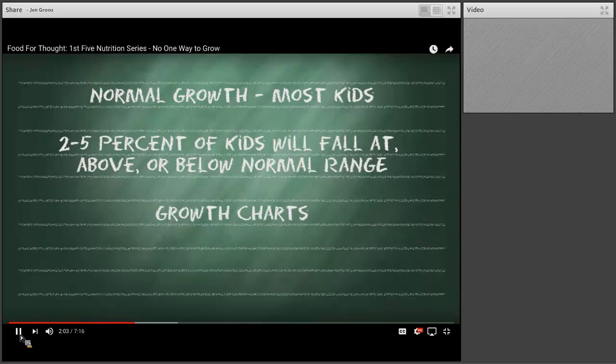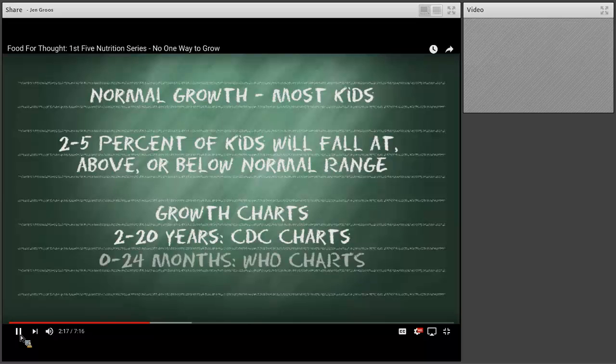There are many different sets of growth charts. Those made by the Centers for Disease Control and Prevention, or CDC, are what your little ones will use most of their childhood. We will be using those same growth charts in this video. For babies and toddlers under age 2, we will use the World Health Organization growth chart.